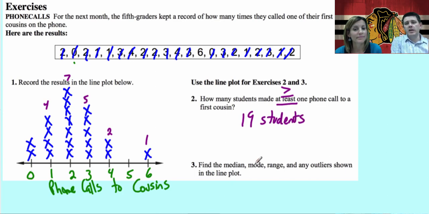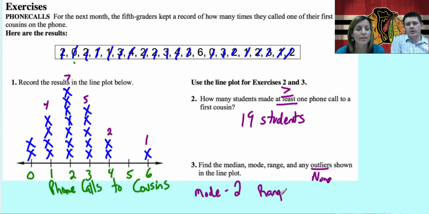Now it wants us to find the median, the mode, the range, and any outliers. Oh, we are going to find outliers. So as Mrs. King pointed out, 6 is the only one that's not next to the rest of the data, but it's really close to it, so it's not really going to help us with this one. I got it. Mode. The mode is 2, which one occurs the most. The range is another easy one. It goes from 0 to 6, so that's a 6.